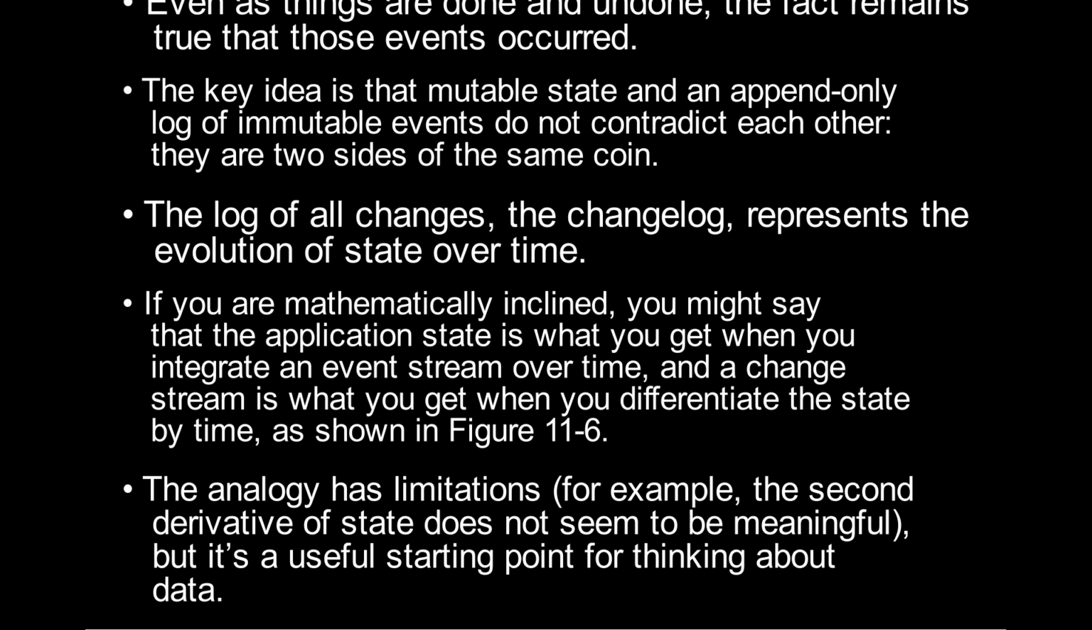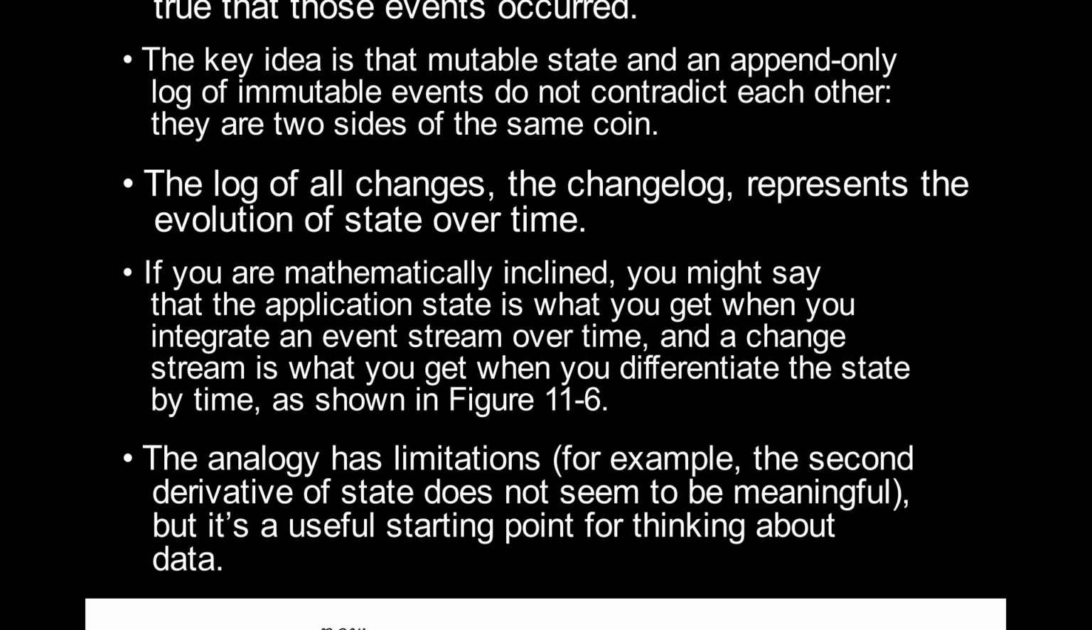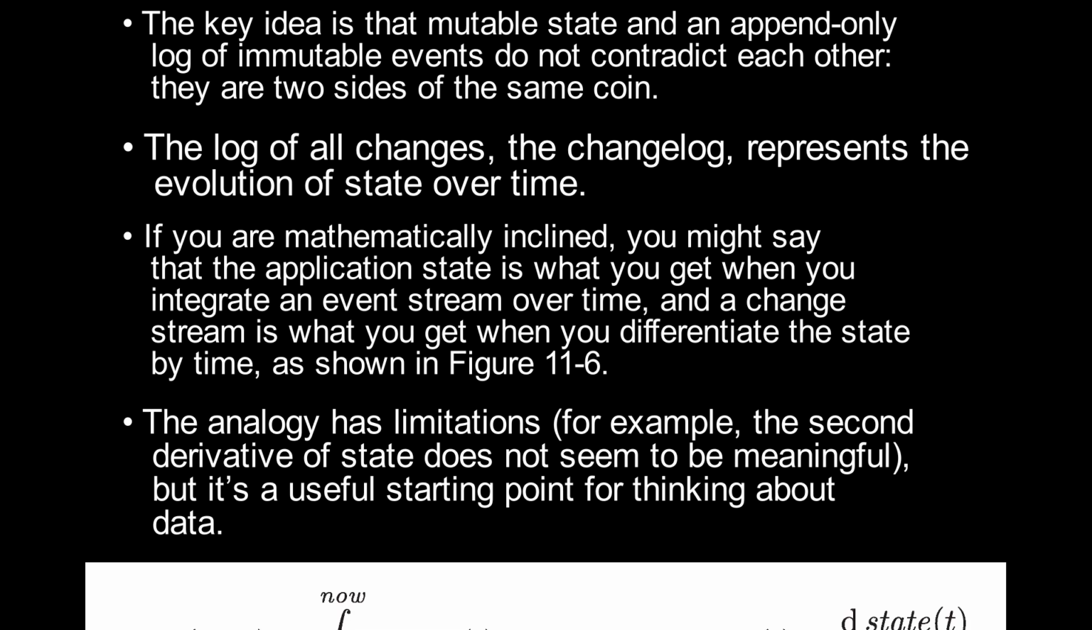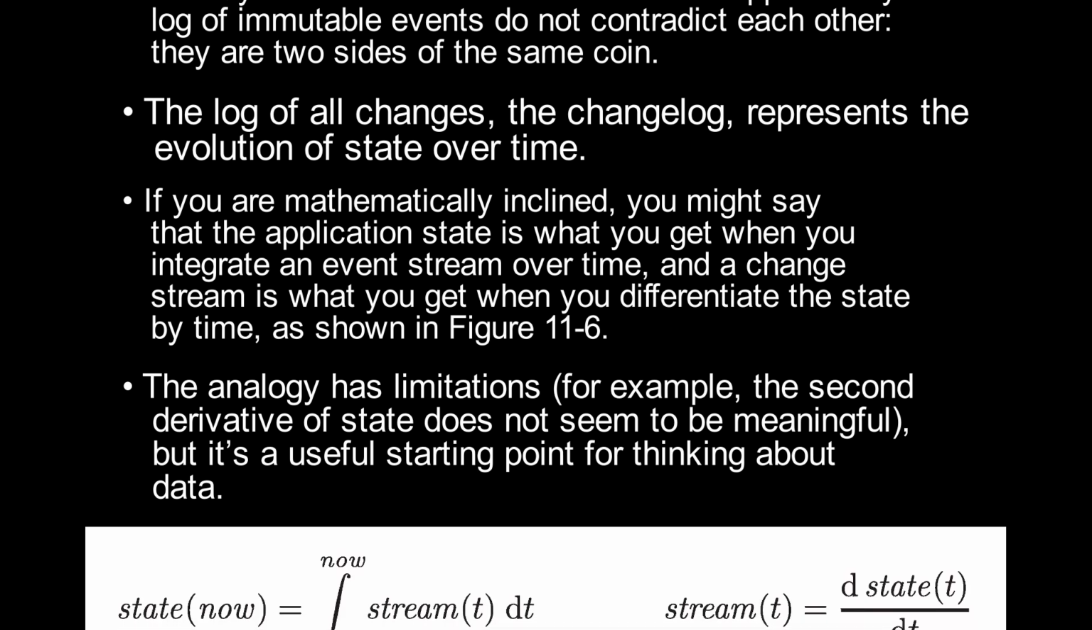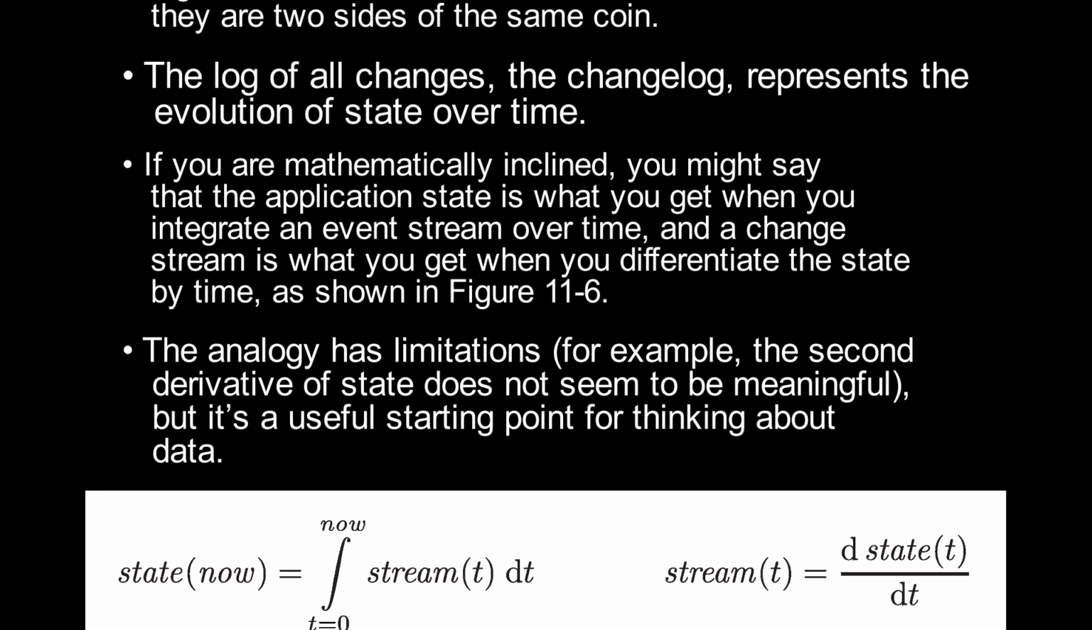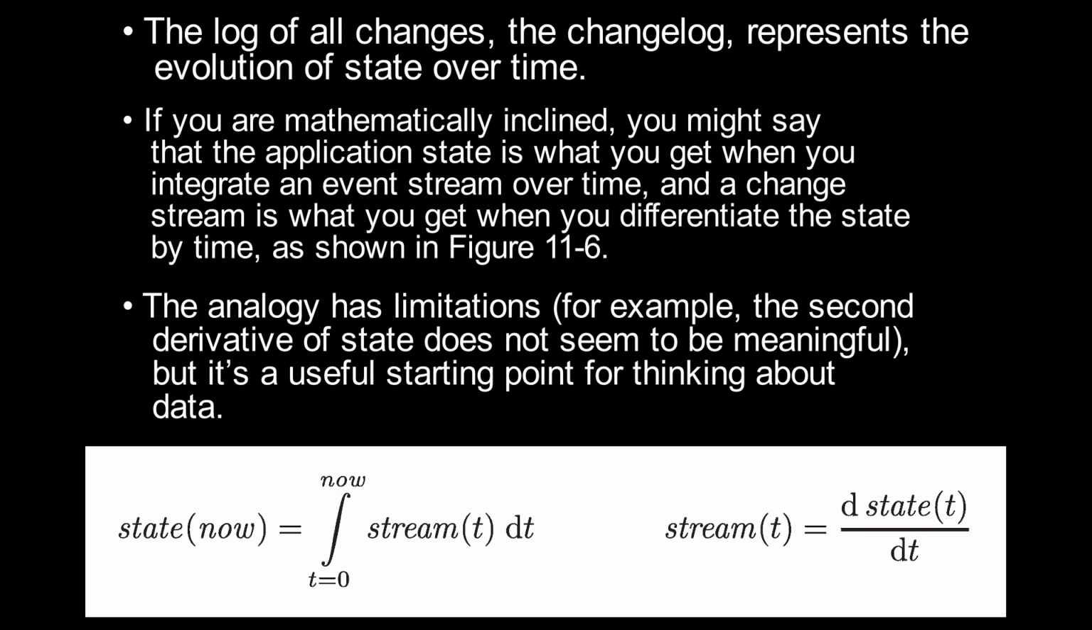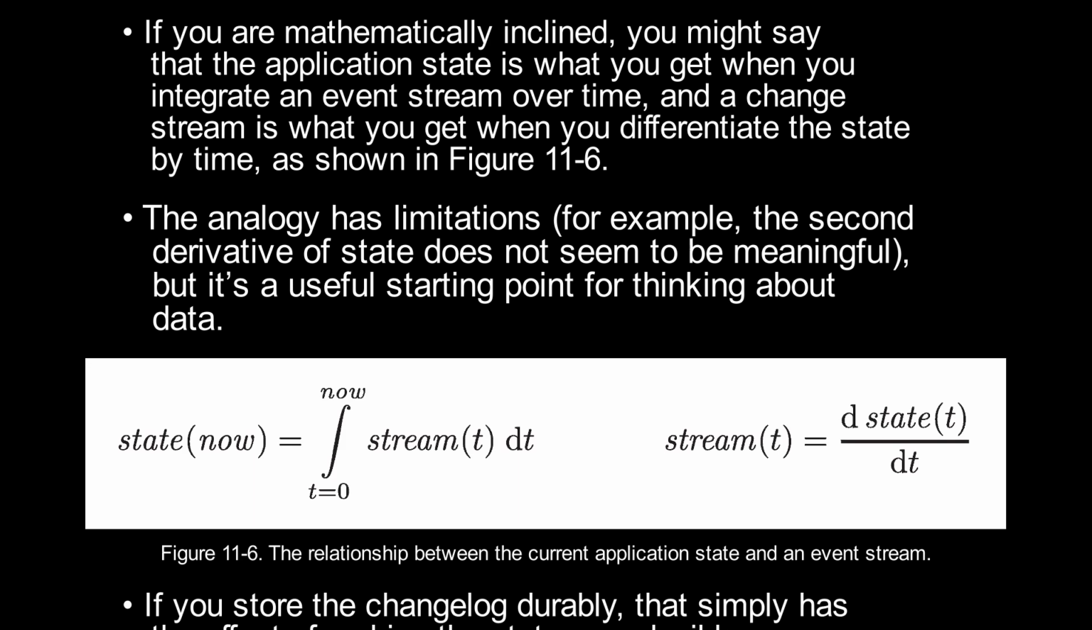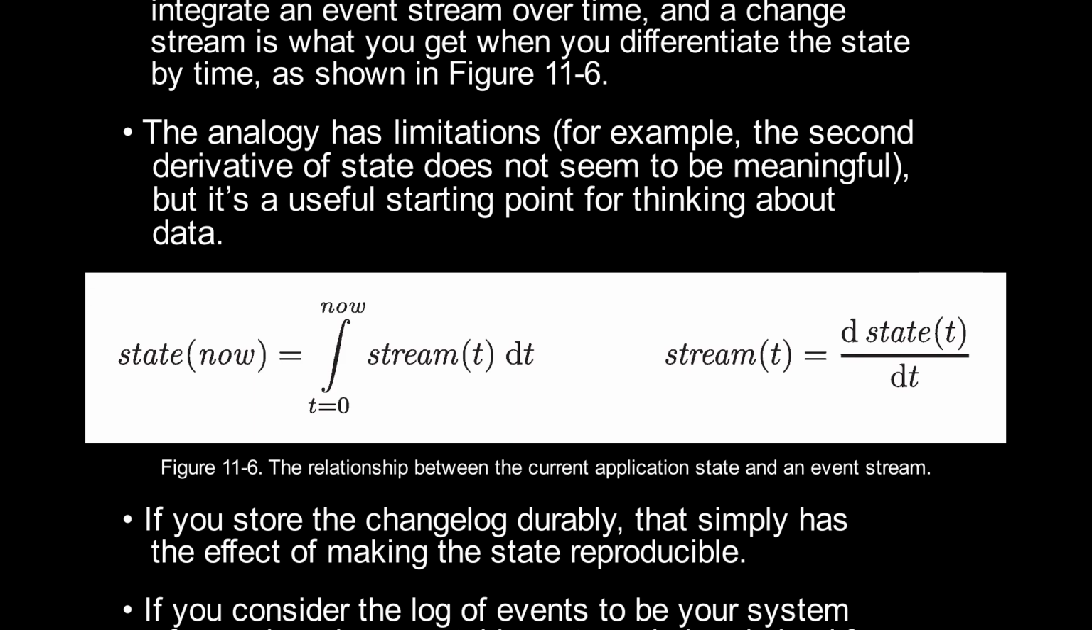As shown in Figure 11-6, the analogy has limitations. For example, the second derivative of state does not seem to be meaningful, but it's a useful starting point for thinking about data. Figure 11-6: the relationship between the current application state and an event stream.